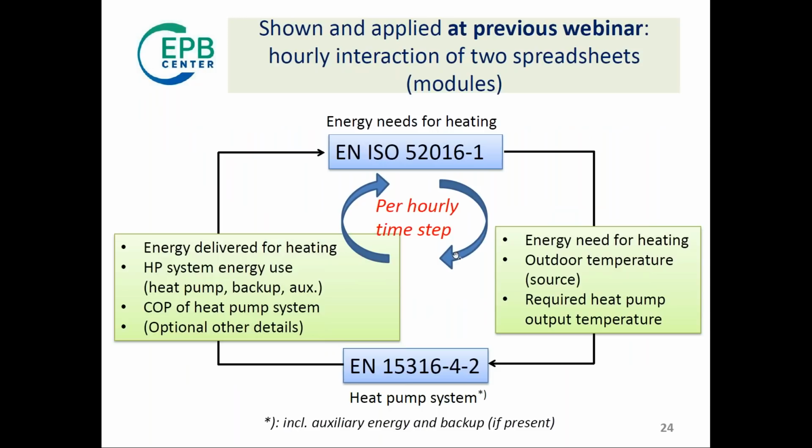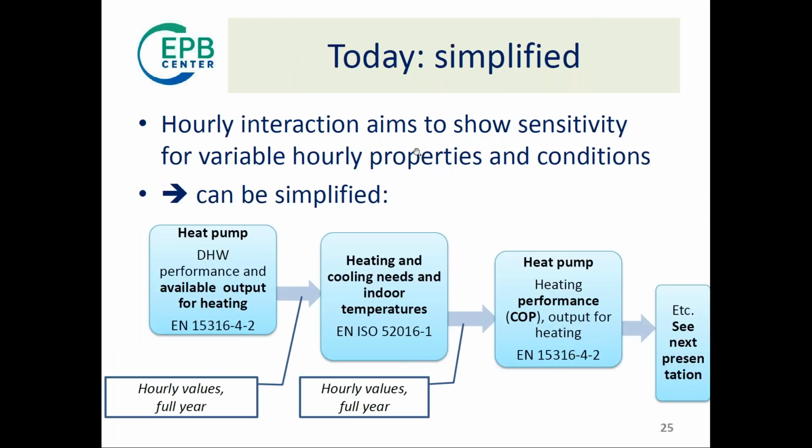At the previous webinar, we also showed the coupling between energy needs for the building and the heat pump system, and there we used a fully detailed coupling for each hourly time step. We had a complete interaction between the two calculations, which was quite complicated. Now we do it simpler for these cases. The reason to simplify is that the detailed interaction, as shown in the previous webinar, is quite complicated, and it mainly aims to show the sensitivity for the variable hourly properties and conditions. So now we have seen that we can simplify it.